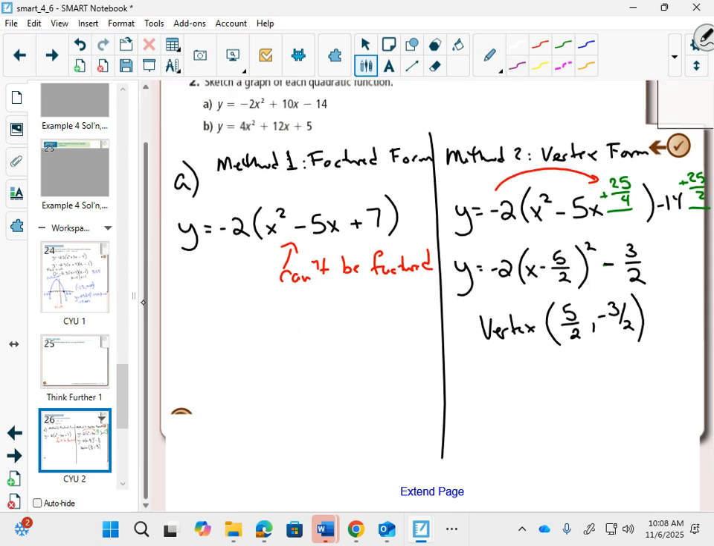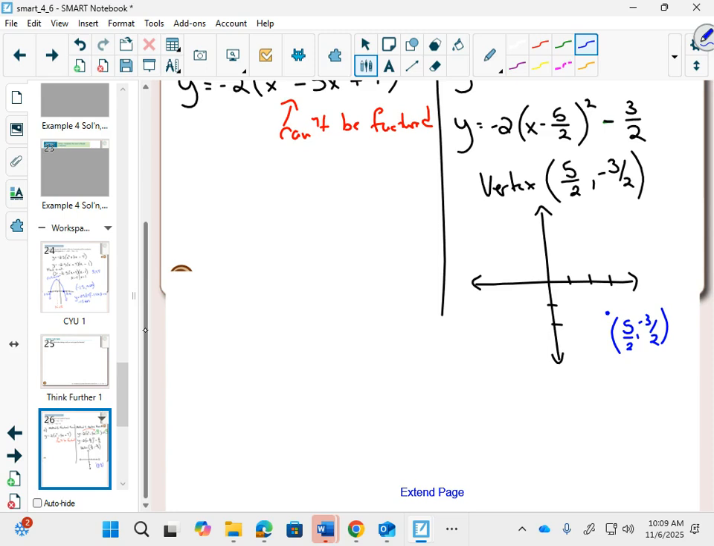And when we go to graph this, 5 over 2, comma, -3 over 2. So where would 5 over 2 be? 1, 2, 3. 2.5 to the right. 1, 2. Label that point. I know my parabola is going down. And we always have to label our vertex and one other point. In this case, I find my second point that would be really easy to label would be down here.